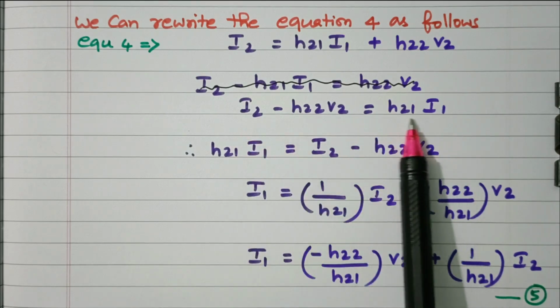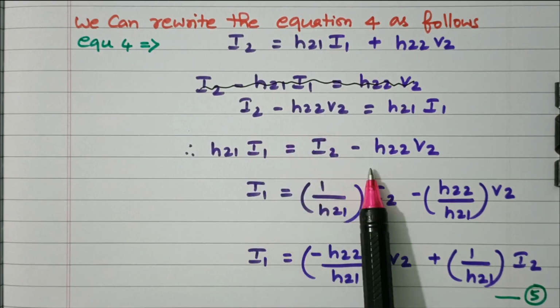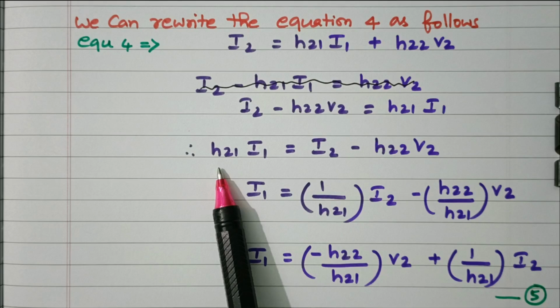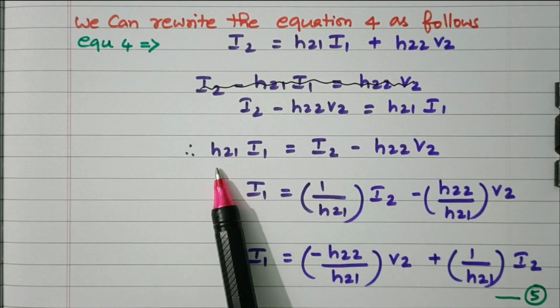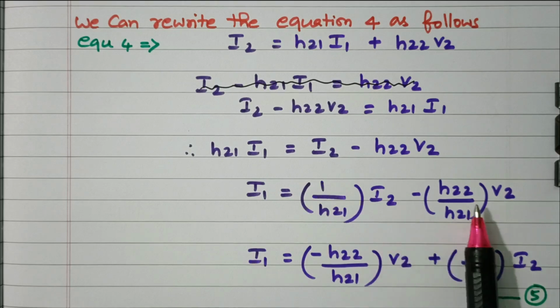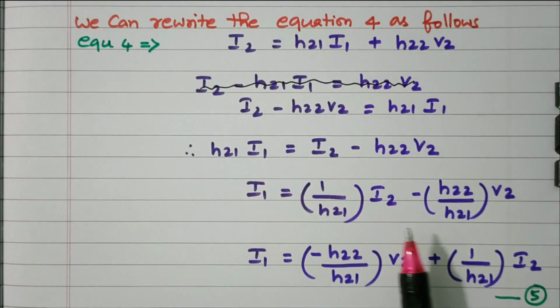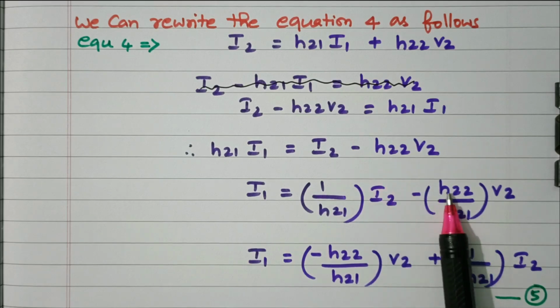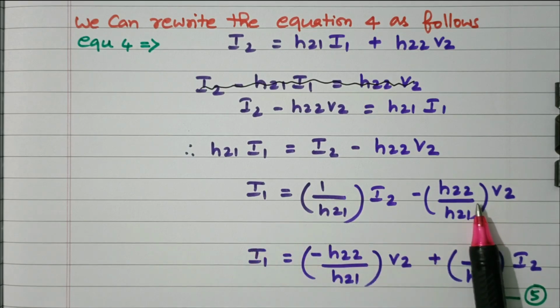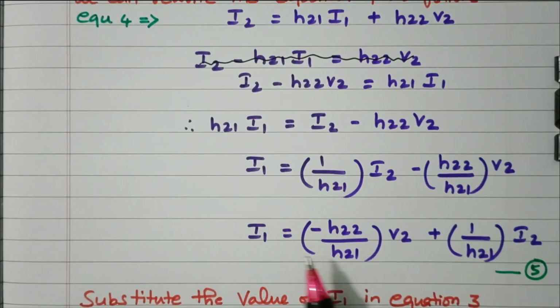Now write this term in the left hand side, and write this term in the right hand side. So H21 I1 equal to I2 minus H22 V2. Now we are going to bring this H21 to the denominator of the right hand side. So 1 divided by H21 times I2 minus, H22 divided by H21 V2, right? We'll write this V2 term first, then I2, so that I1 equal to minus H22 divided by H21 V2 plus 1 divided by H21 into I2.